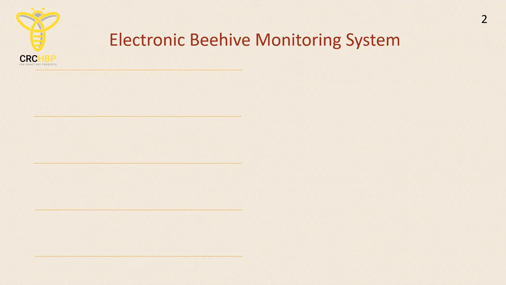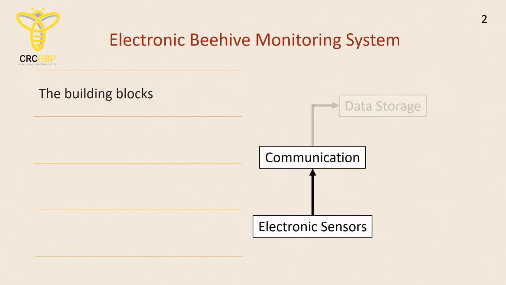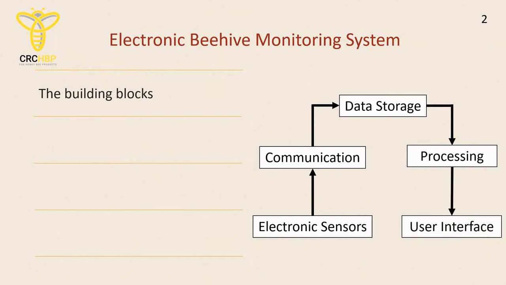I will start with a quick introduction of electronic beehive monitoring systems. These systems consist of electronic sensors which are placed in or around a beehive. The data they collect is communicated to a storage, where it is processed to extract some information, and that information is accessible to the beekeeper via a user interface.